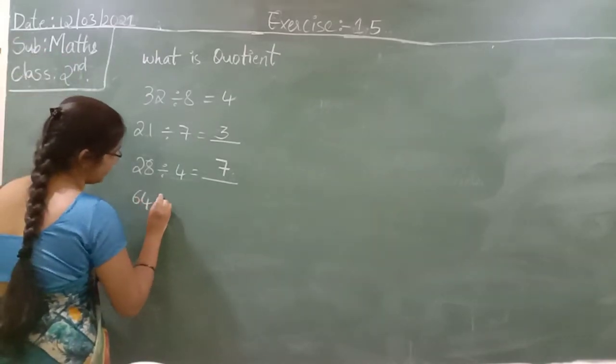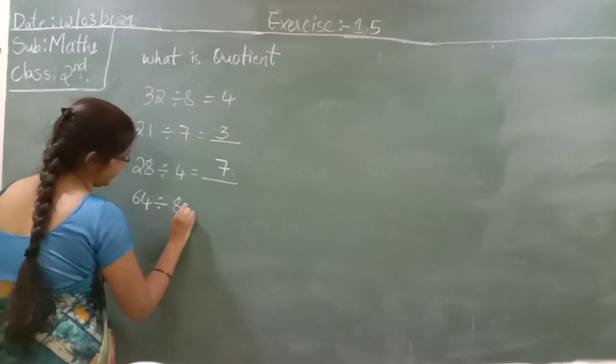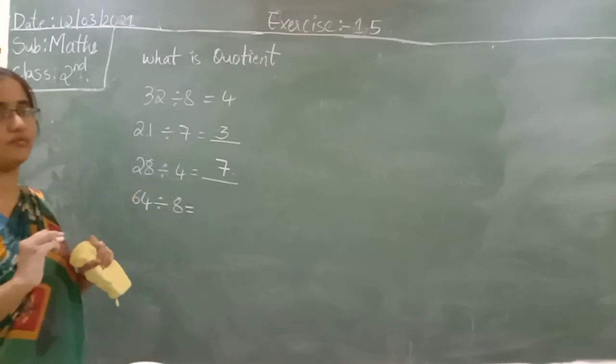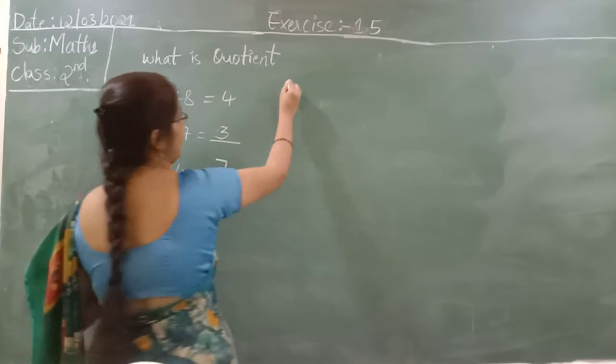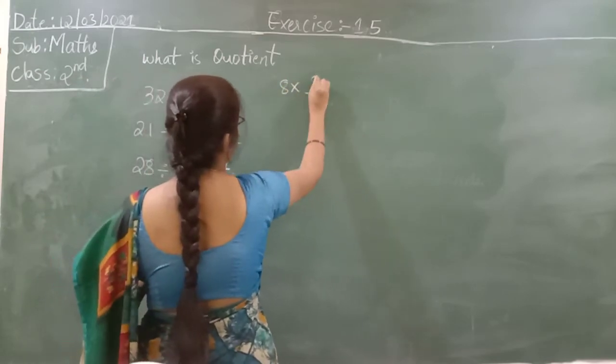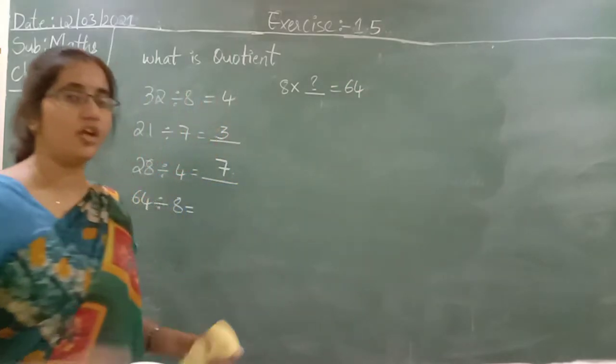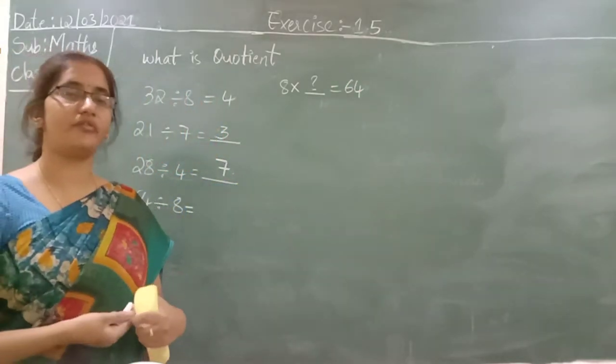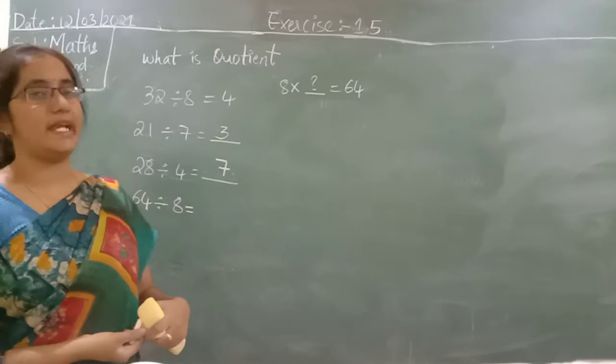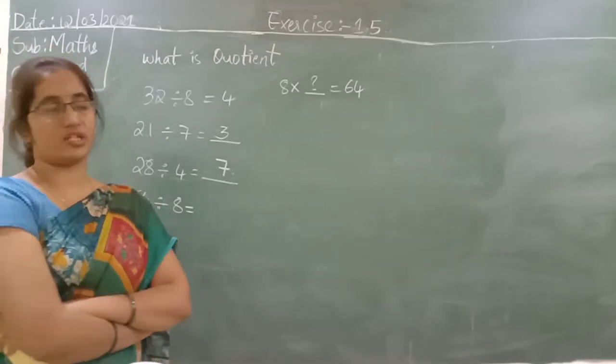64 divided by 8 equals... In the 8 table, where does 64 go? 8 into what equals 64? Recall the multiplication table of 8. 8 ones are 8.